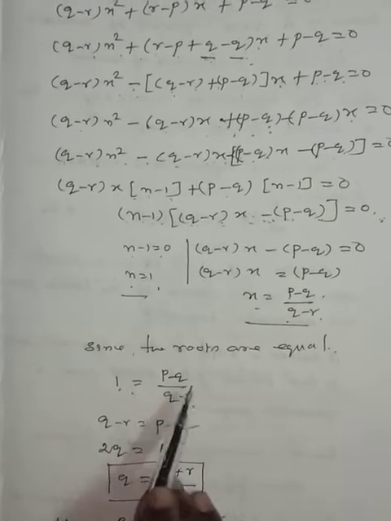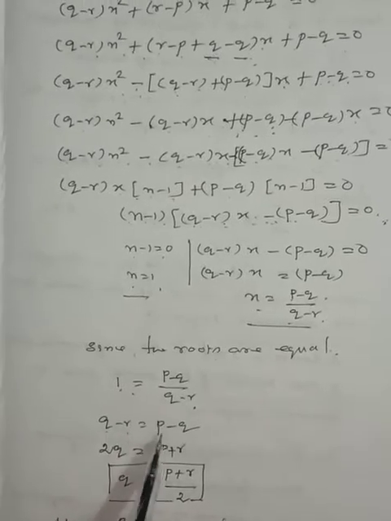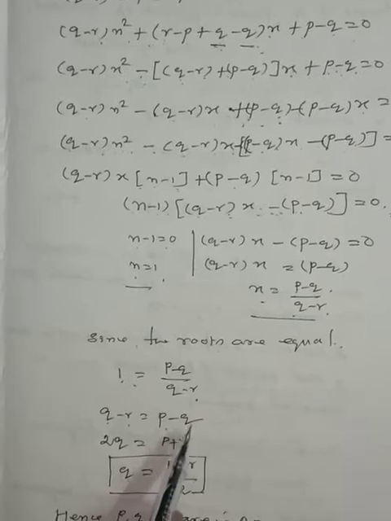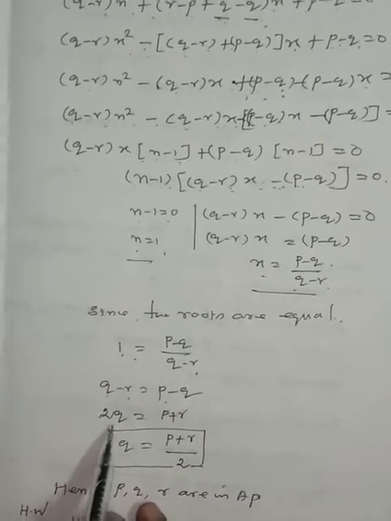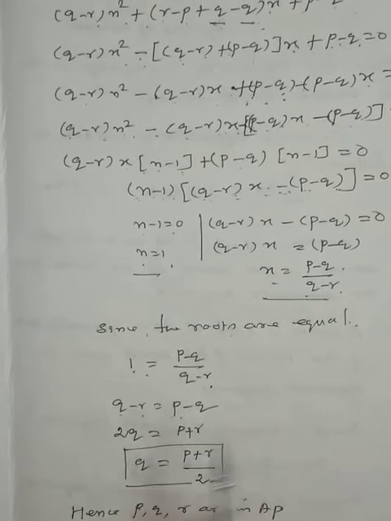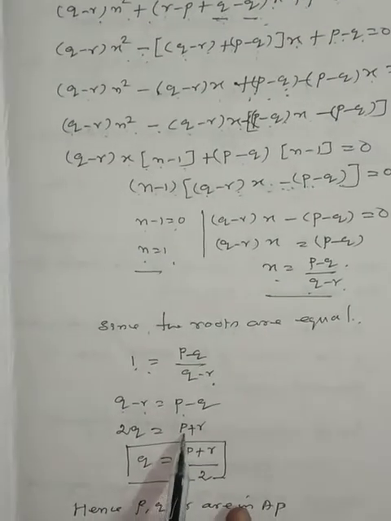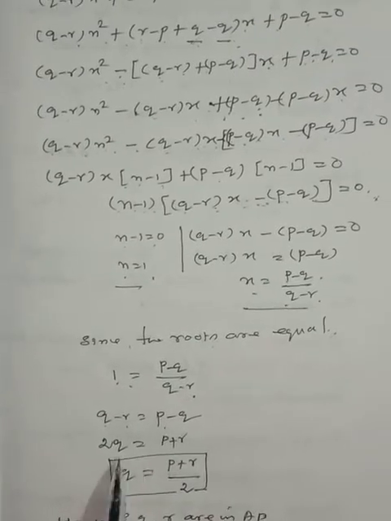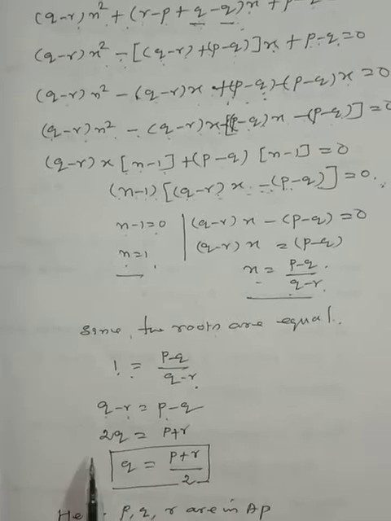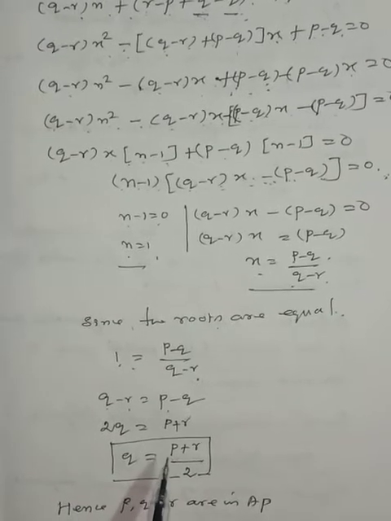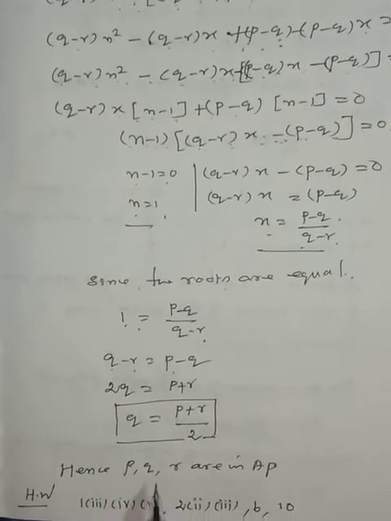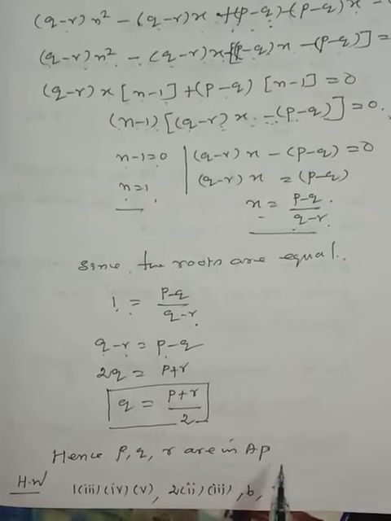These two roots are equal, means cross multiplying we get q minus r is equal to p minus q. Now this negative q comes to left hand side, we get q plus q. This minus r goes to right hand side, we get p plus positive r. So 2q is equal to p plus r, divide by 2 on both sides, we get q is equal to (p plus r) divided by 2. Hence p, q, r are in arithmetic progression AP.